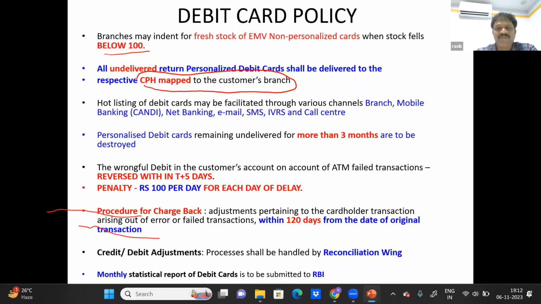Now, hot listing of debit cards. How can we do it? What are the channels available? Branch, we can come, and they can give, mobile banking.